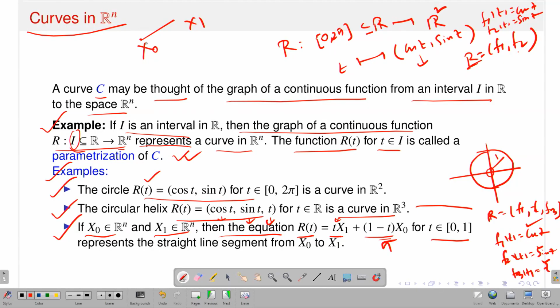So, only x1 will survive. So, it is a line segment, and if I have the directions, it starts from x0, ends at the point x1. Okay. So, that is a straight line joining x0 to x1. So, that is also a curve.